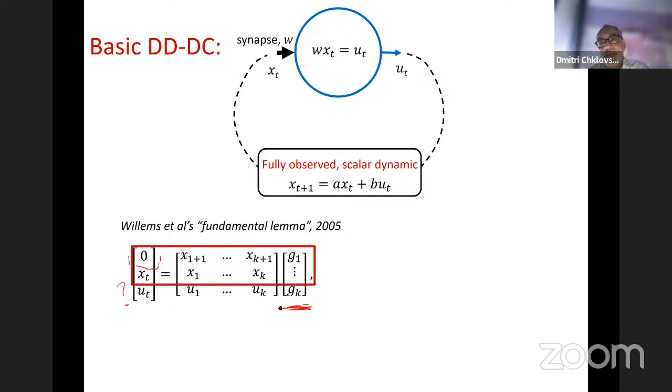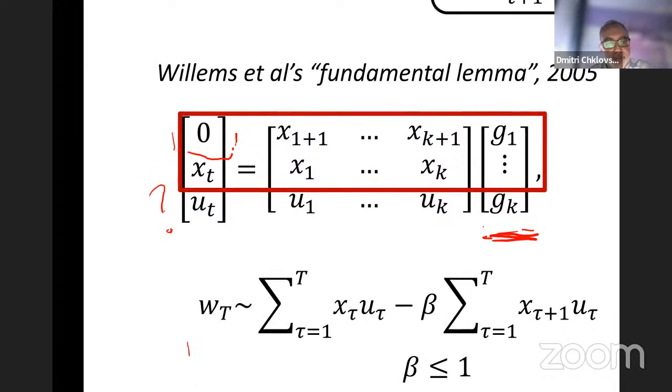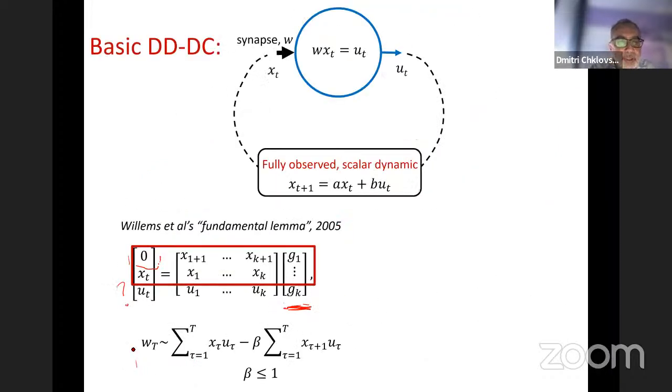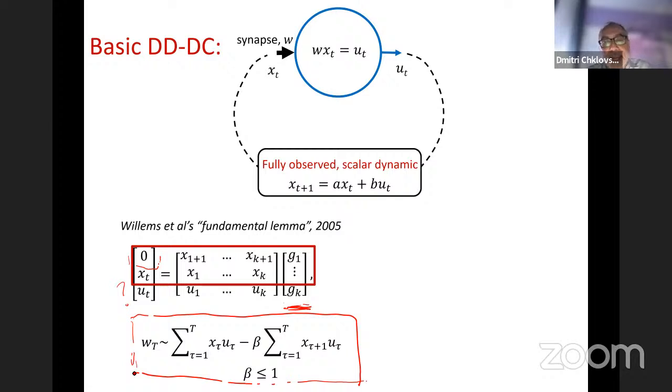Of course, the problem of learning g's is underconstrained, so we look for minimum norm g, and that's like a linear regression, can be solved by pseudo-inverse. And once everything is said and done, we find that u_t is indeed given by W times x_t, where W is given by the expression here, which basically depends on these two main sums.